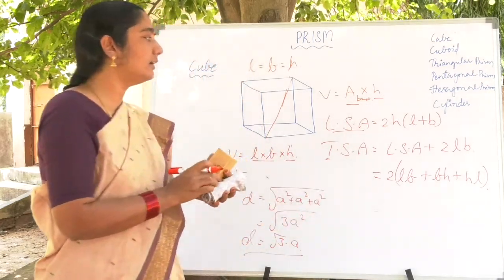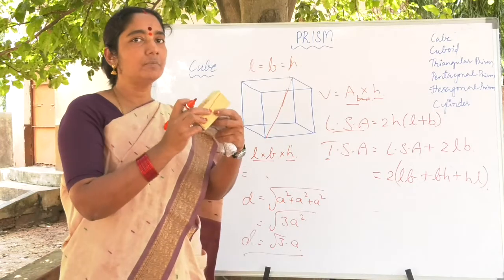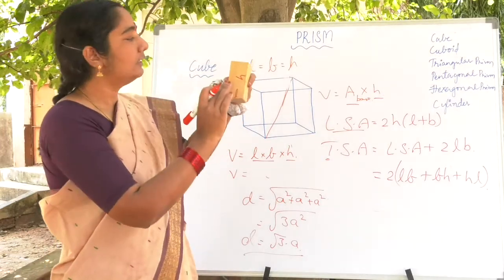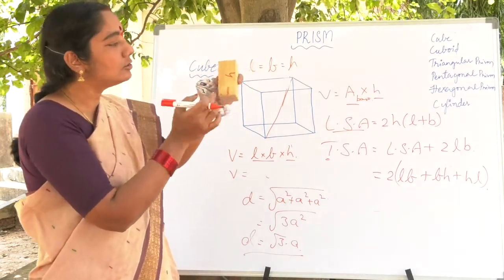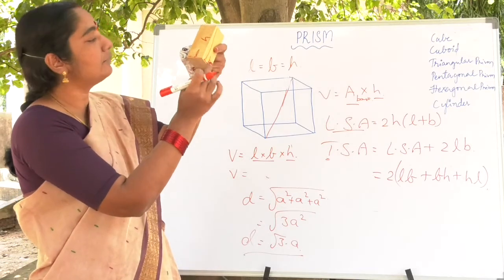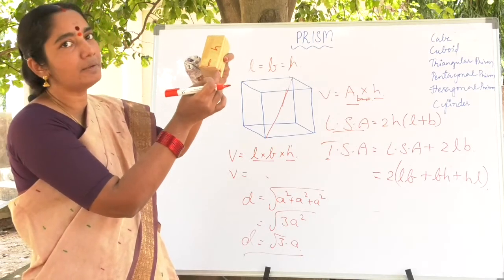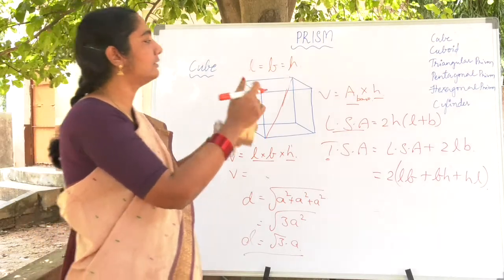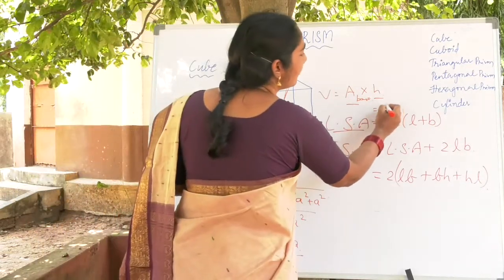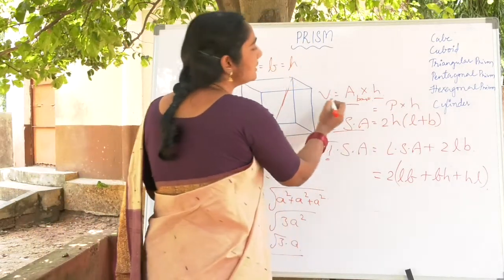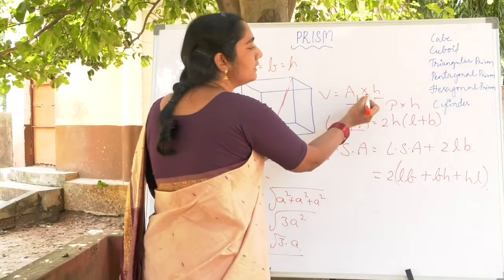So my dear friends, here you can even see something. Please try to see. The lateral surface area is also equal to the perimeter into height. The perimeter is nothing but 2 into L plus B. Lateral surface area is given by the perimeter into height. Volume is given by the area of the base into height.